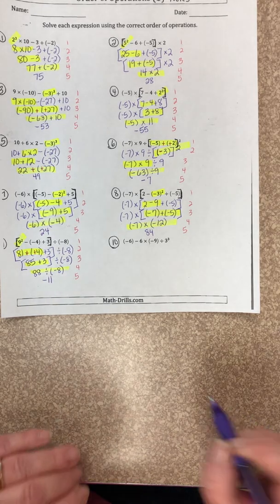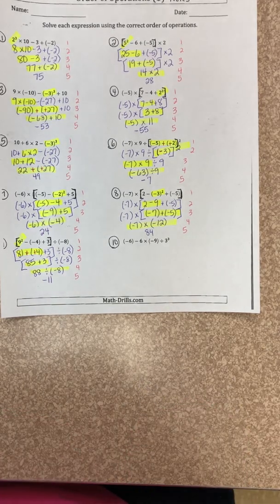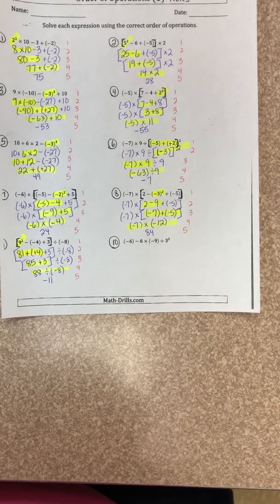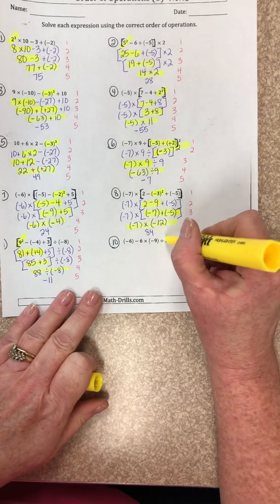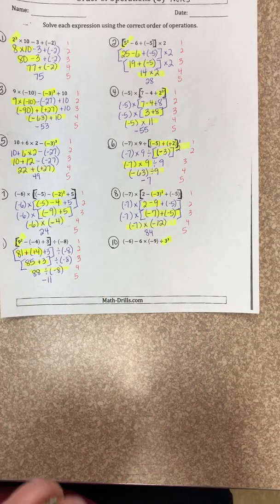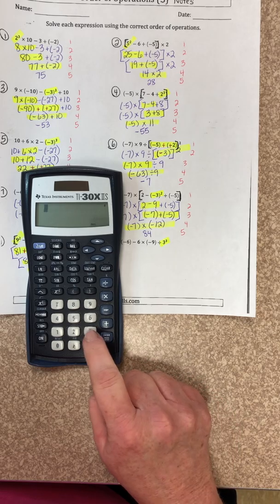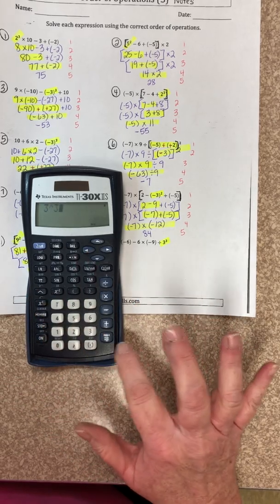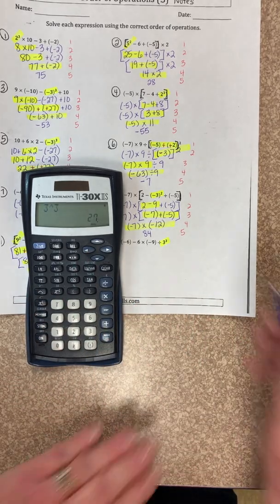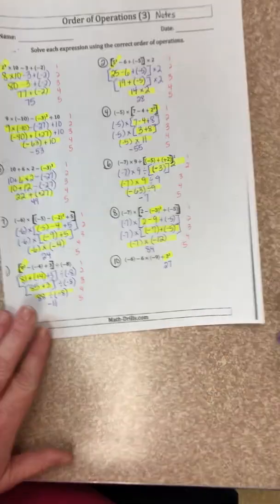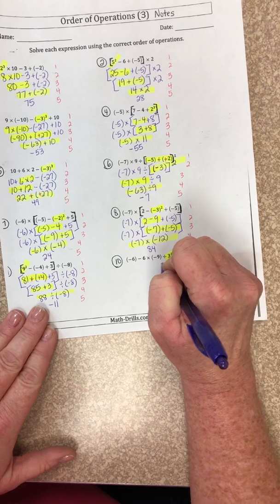Last problem. Notice I don't have grouping symbols because the parentheses are being used to protect those negative numbers. So step 2, I'm looking for exponents, and I do see an exponent, and that is 3 cubed. So let's use our calculator and find out what 3 cubed is. That's 3 caret 3, enter, and we get a positive 27. And let's bring everything else down.